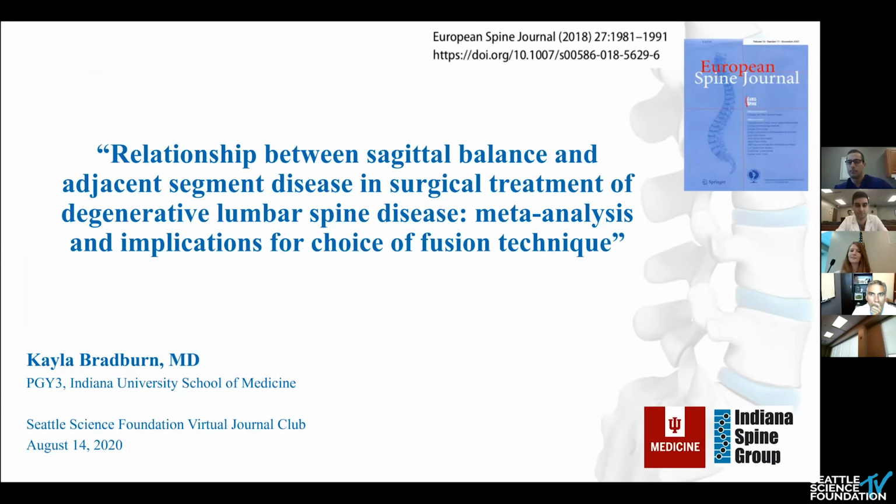Okay, I'm Kayla Bradburn. I'm a PGY3 resident at Indiana University, and today I'll be presenting the relationship between sagittal balance and adjacent segment disease and surgical treatment of degenerative lumbar spine disease, meta-analysis and implications for choice of fusion technique. This was an article that was published in 2018 in the European Spine Journal.